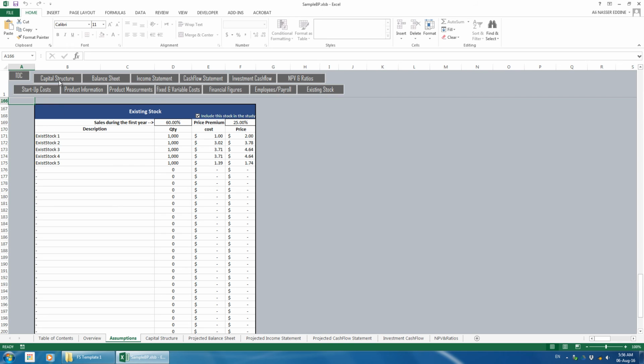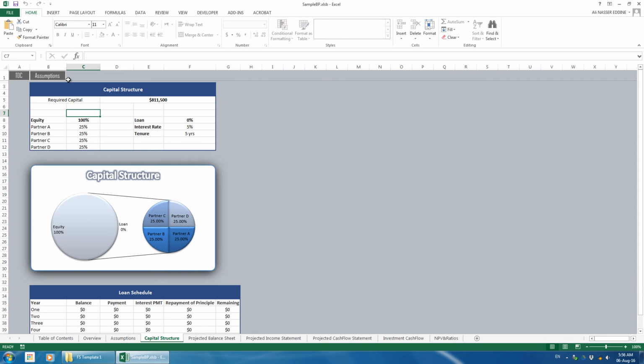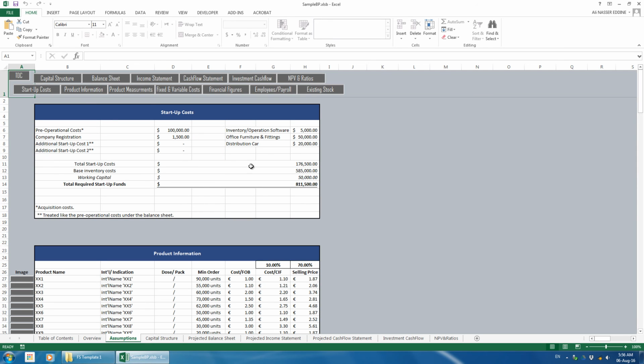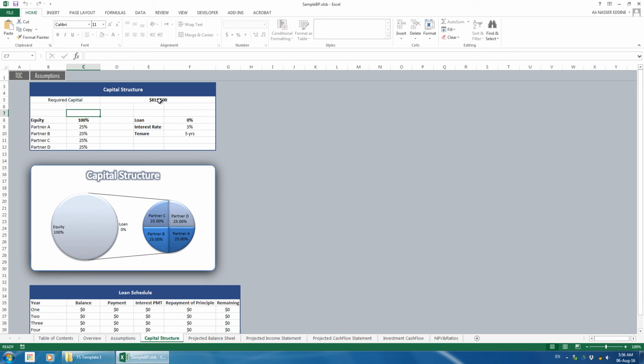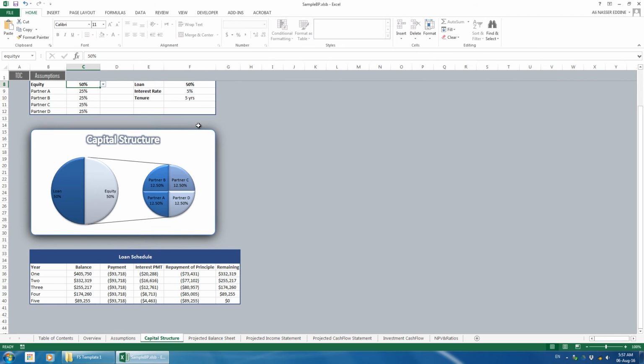Let us now have a look at the capital structure. The required capital is the total required start-up funds calculated on the assumptions sheet. You have the option to include a loan in your plan. If you desire so, you have to choose on the equity to be invested. Let us set it to 50%. The loan becomes automatically the remaining 50% of the required capital. You can change the interest rate and loan period.